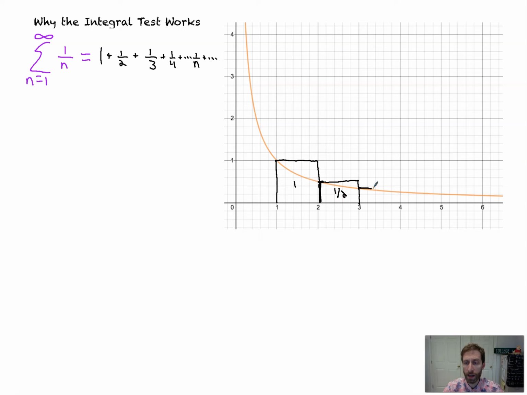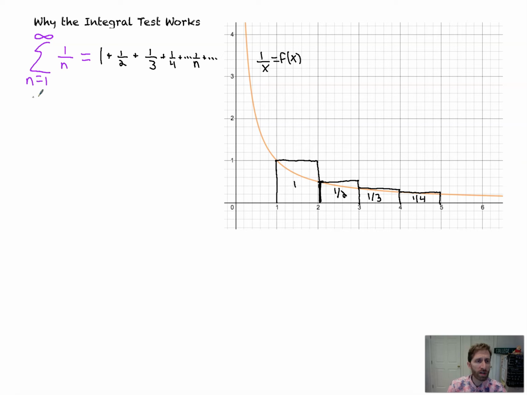And then here, we're going to take the height at x equals 3 to 4. That's a width of 1 and a height of 1 over 3. This is the function, by the way, of 1 over x. And so that would be 1/3. And then we'll go to 1/4 and we'll stop this madness. But what you should notice is that each rectangle's area corresponds one to one with each term in the series. And it keeps going on and on like that, infinitely.